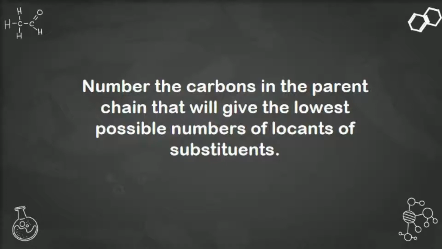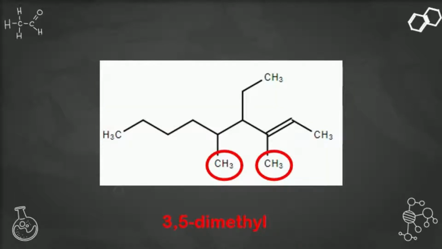Next is number the carbons in the parent chain that will give the lowest possible numbers of locants of substituents. Let us first identify the locants of the methyl. So we have here methyl. Since a while ago we have counted the lowest number possible for the double bond from right, we have to be consistent to that. So we will be counting from right. So we have 1, 2, 3. So the methyl is located at the 3rd carbon, and then we will just count continuously for the other methyl. So we have 3, 4, 5.